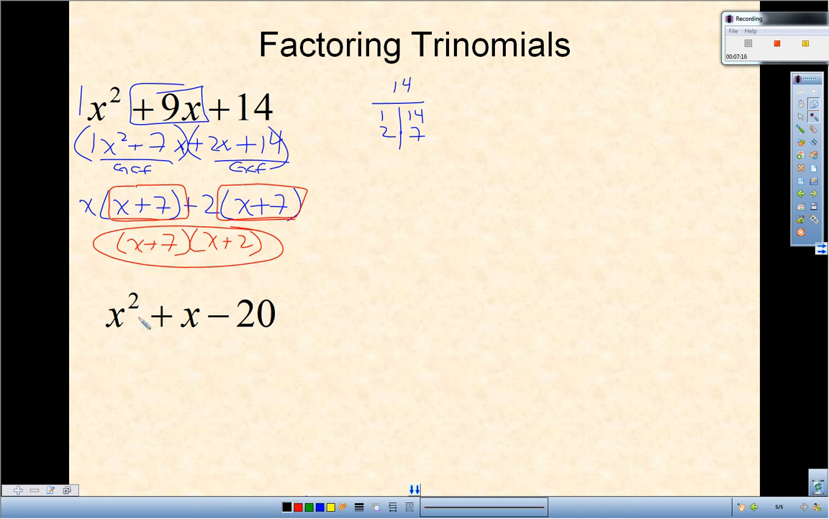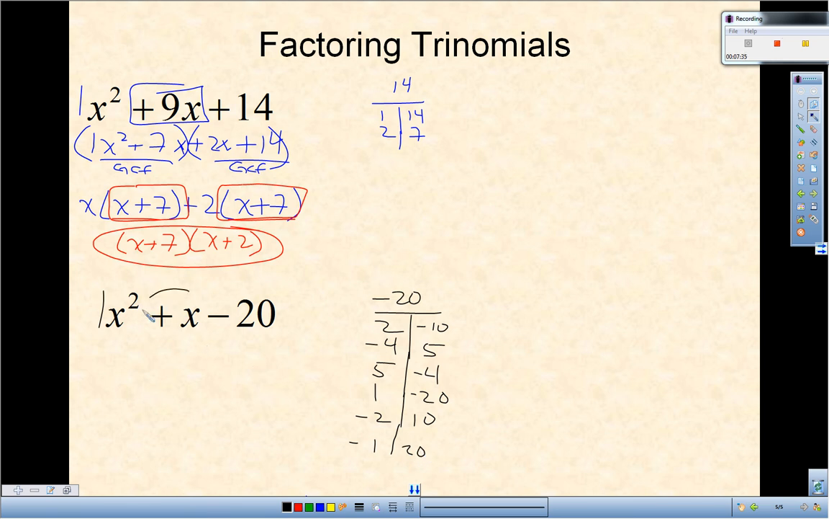All right, take a look at the next one. Understood 1 times negative 20, so I need factors of negative 20. Well, that could be 2 and negative 10. That could be negative 4 and 5. That could be 5 and negative 4. It could be 1 and negative 20. It could be negative 2 and 10. It could be negative 1 and 20.